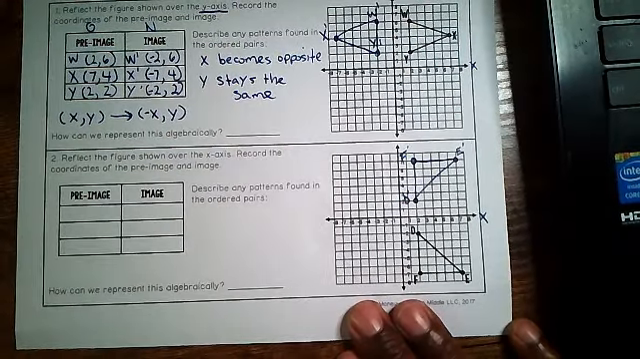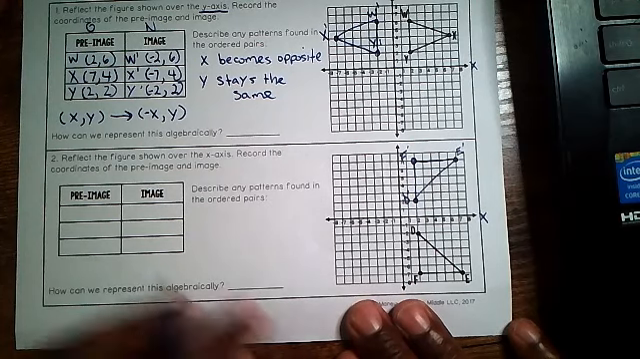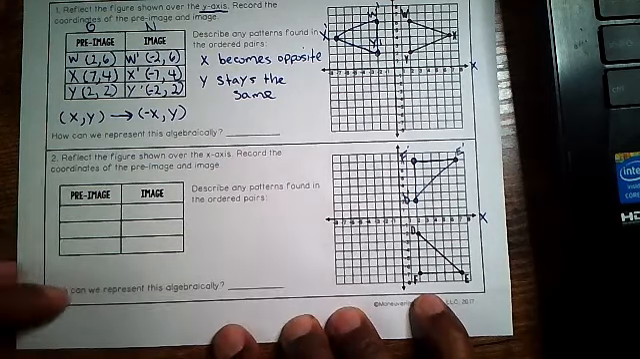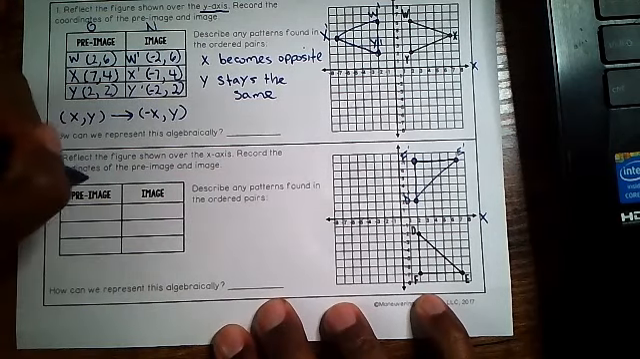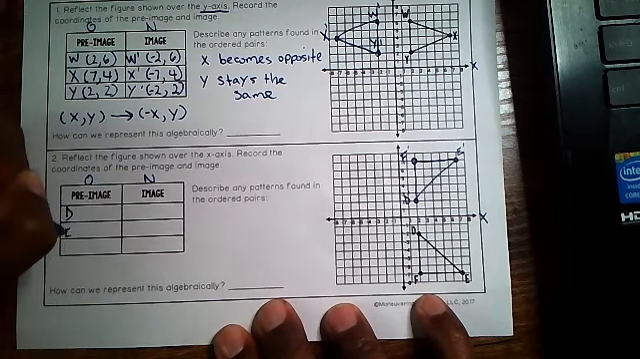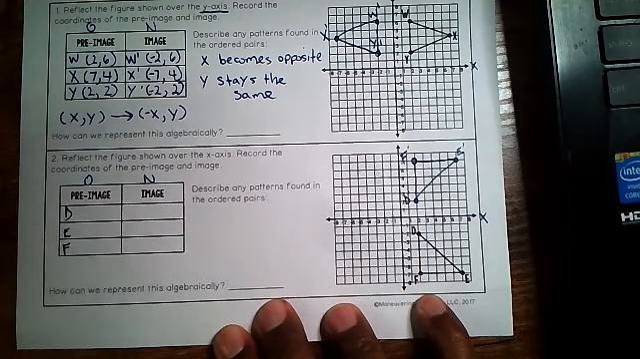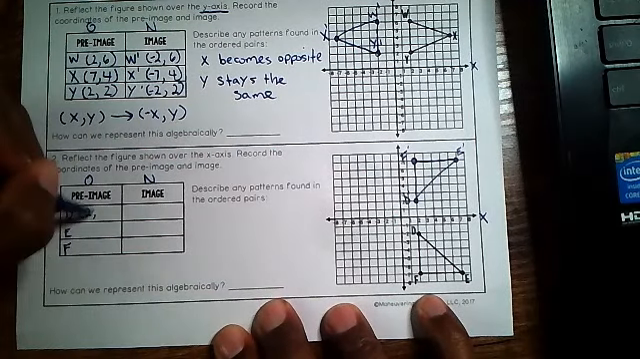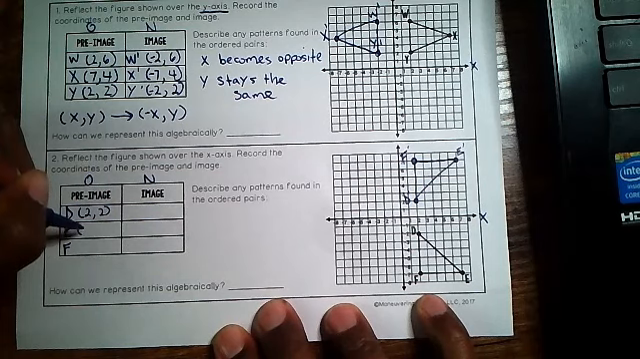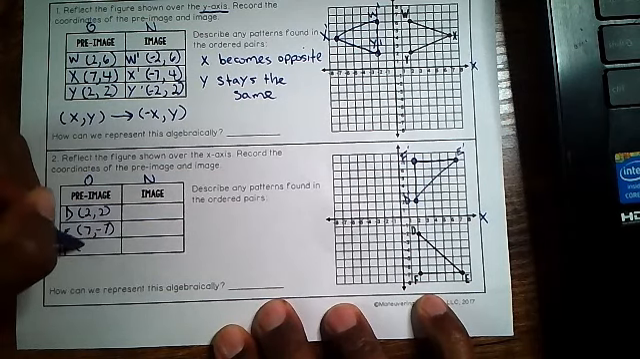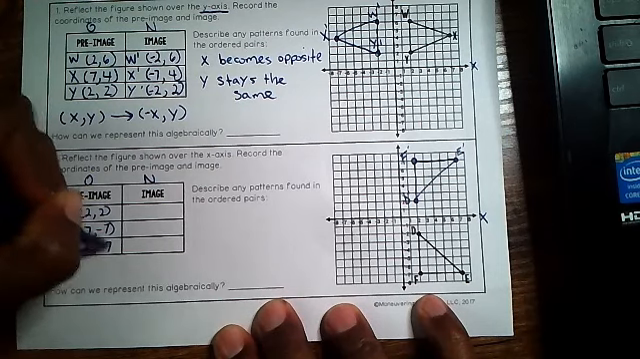So we'll go ahead and put these points in really quickly, and then we can figure out what happened to our points. So our pre-image, our original, and our image is our new. So we have D, we have E, and we have F. Okay? So D we know is 2, negative 2. E is 7, negative 7, and F is 2, negative 7.